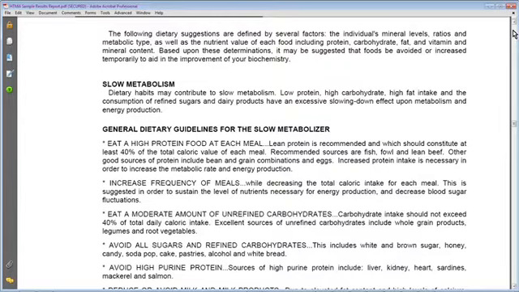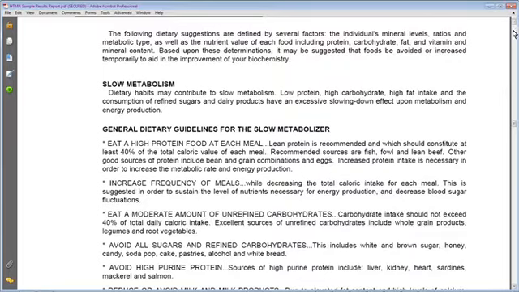Increase frequency of meals while decreasing the total caloric intake for each meal. This is suggested in order to sustain the level of nutrients necessary for energy production and decrease blood sugar fluctuations. Eat a moderate amount of unrefined carbohydrates. Carbohydrate intake should not exceed 40% of total daily caloric intake.